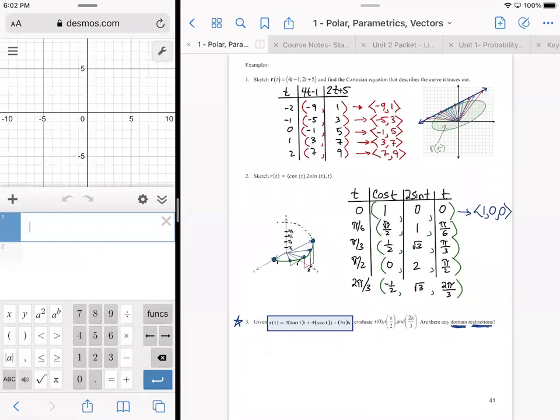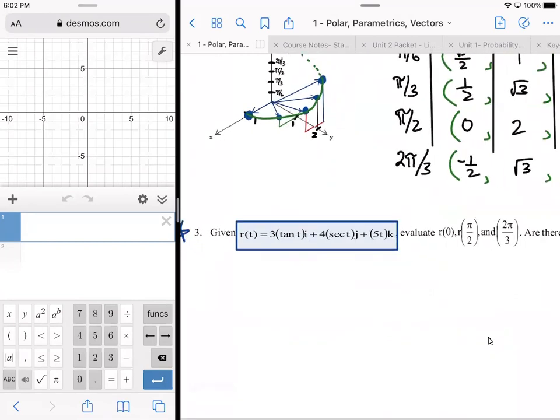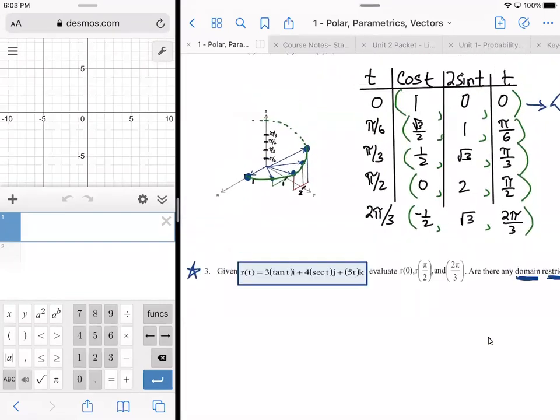Let's see how I want this. Okay, so we have given in number 3, r of t is equal to 3 tangent t i plus 4 secant t j plus 5t k. We want to evaluate and make a determination of whether or not there's any domain restrictions.